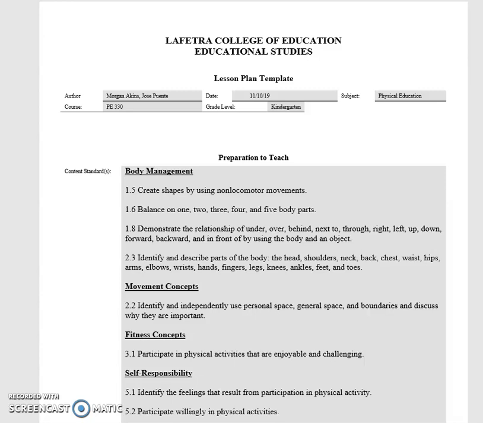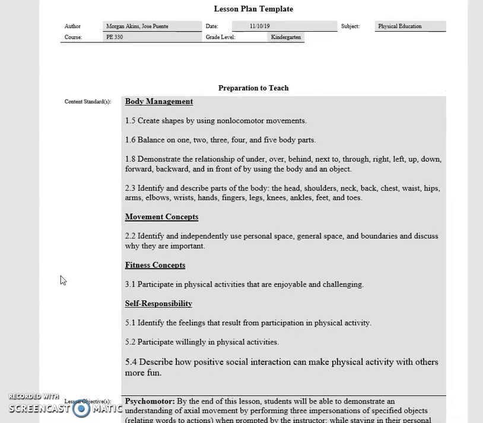Hi everybody, this is the video presentation for the Lesson Concentration Group project. Our topic was axial movement. Here we have the content standards met by this lesson.